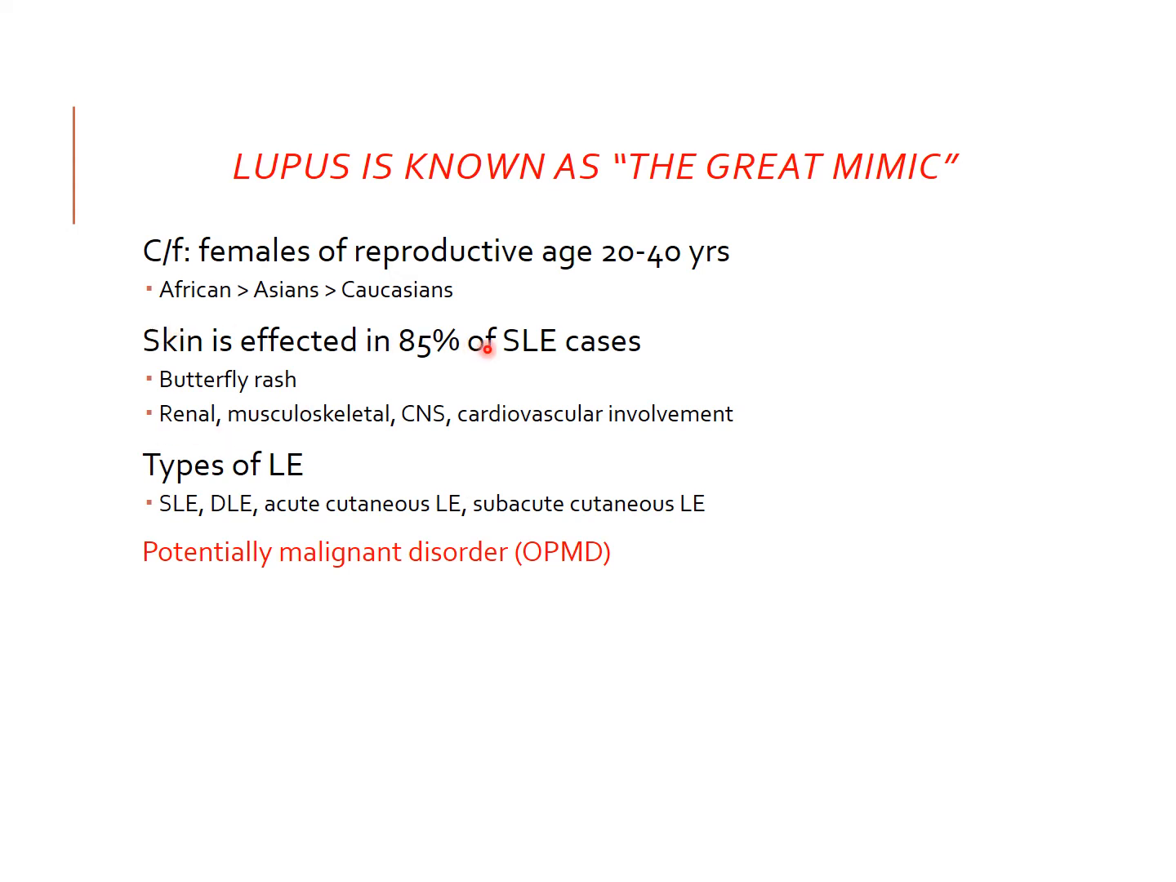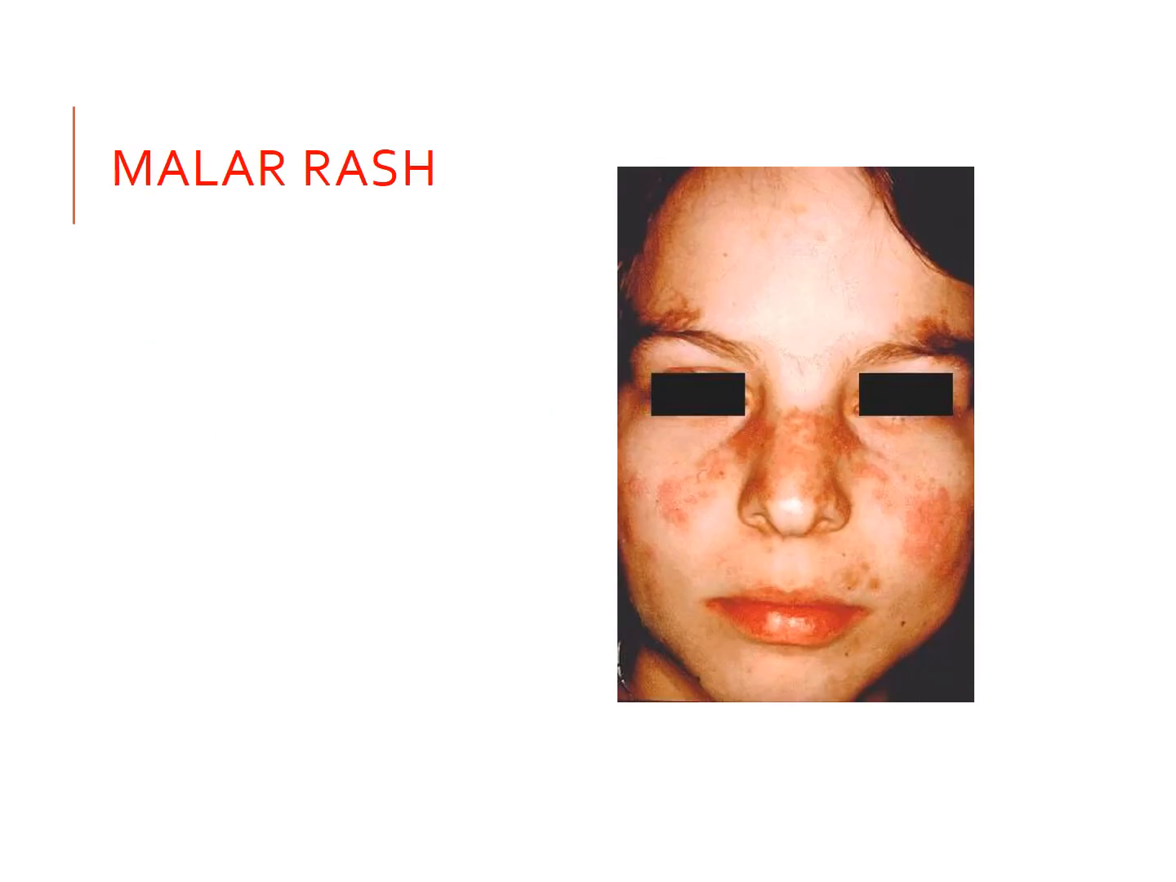The skin is affected in 85% of cases, and the common manifestation is a butterfly rash. You could also have renal, musculoskeletal, CNS, and cardiovascular involvement. The different types of lupus erythematosus: SLE, DLE, acute cutaneous, subacute cutaneous. The most important out of all of this is the fact that it's a potentially malignant disorder when it happens in the oral cavity. As an example of malar rash, which is seen on the patient here, is a typical classical example of systemic lupus erythematosus, rash developing on the malar region of the patient.